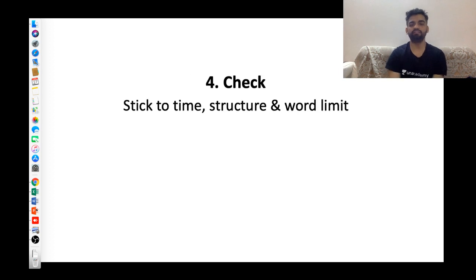Okay, the next and last C that we're going to talk about here is check. That is, stick to time, structure, and word limit. The time check is very important. You may have a lot to talk about on the topic that is thrown at you. But again, do you have that kind of time? You should understand that the time is only 10 minutes or 15 minutes, depending on the interview you're appearing for and what college you're appearing for. So stick to the time. Give yourself, I would say, the initial 30-40 seconds or say 1 minute to write down the points that you're going to discuss in your WAT essay, and then structure it accordingly.